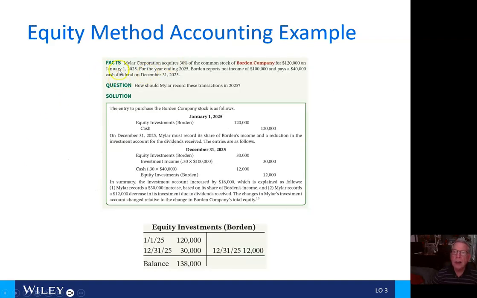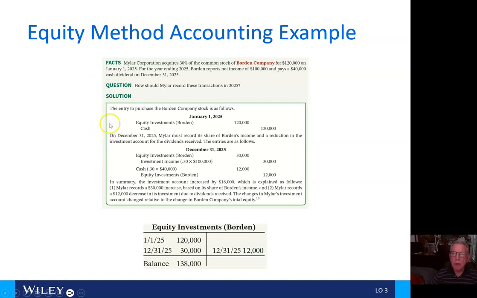All right, let's take a look at the Mylar Corporation. They acquired 30% of Borden and Company for $120,000 on January 1, 2025. For the year ended 2025, Borden reported net income of $100,000 and pays a $40,000 cash dividend on December 31, 2025. How should Mylar record these transactions?